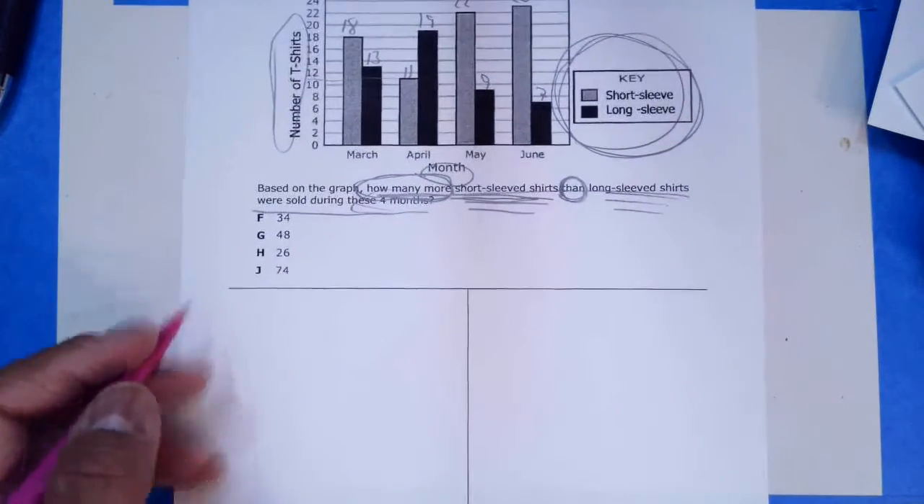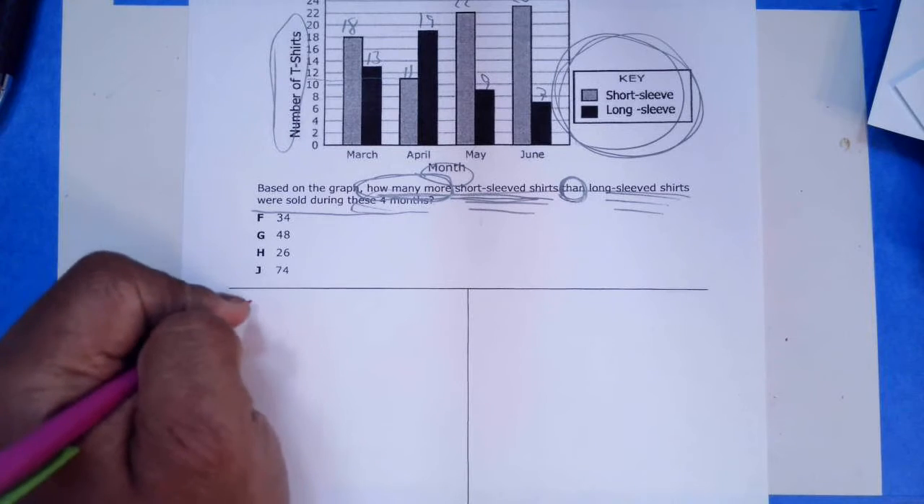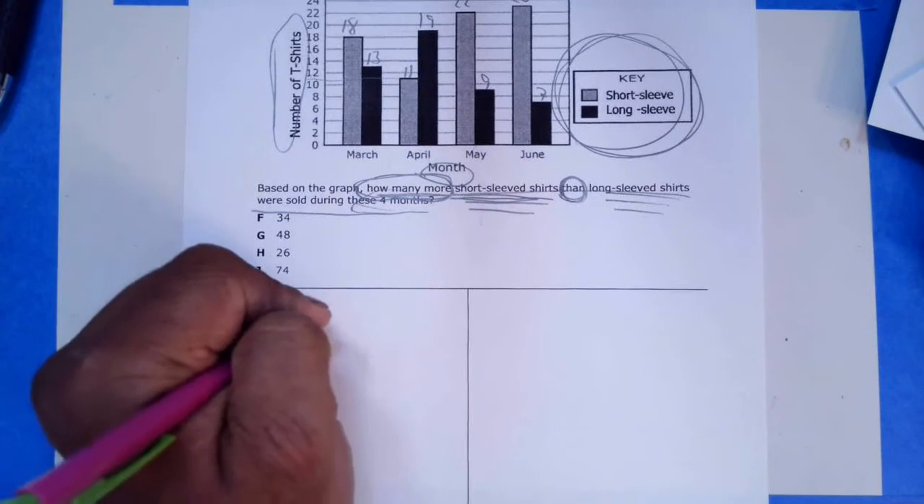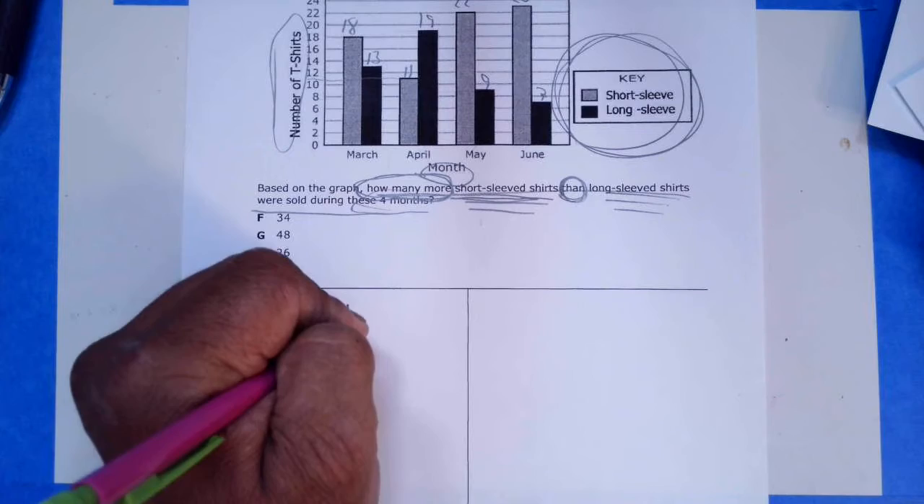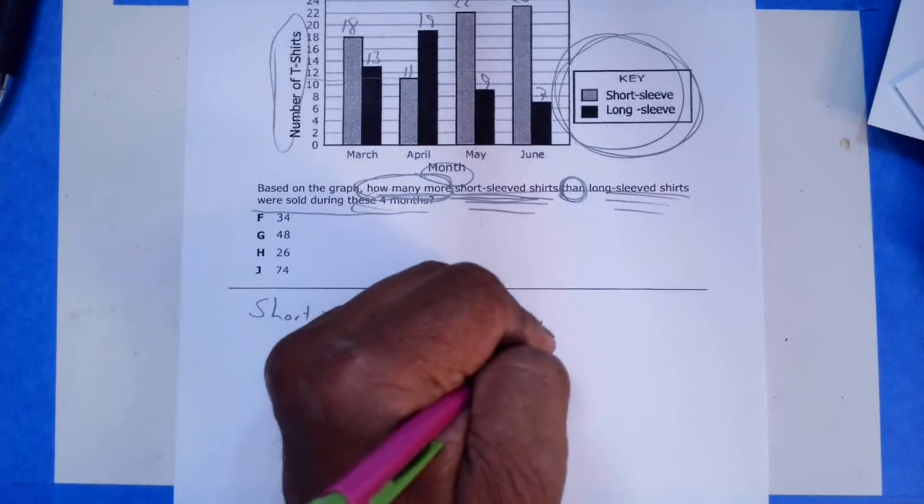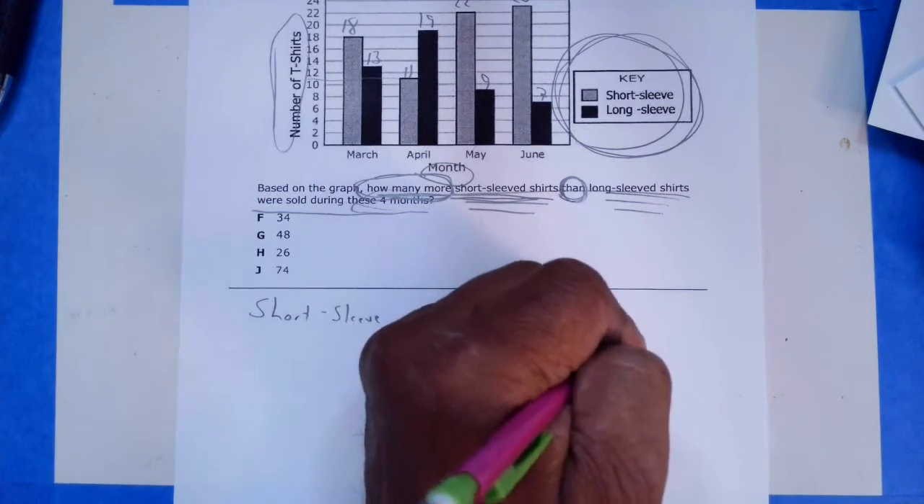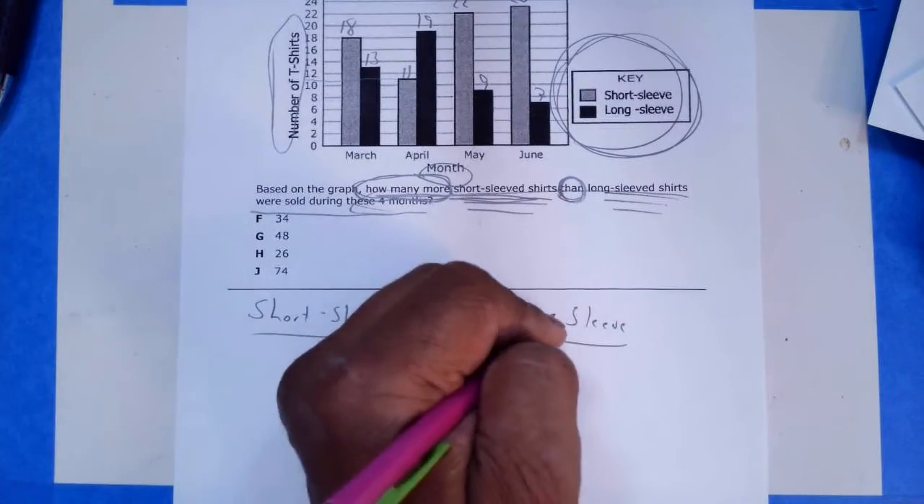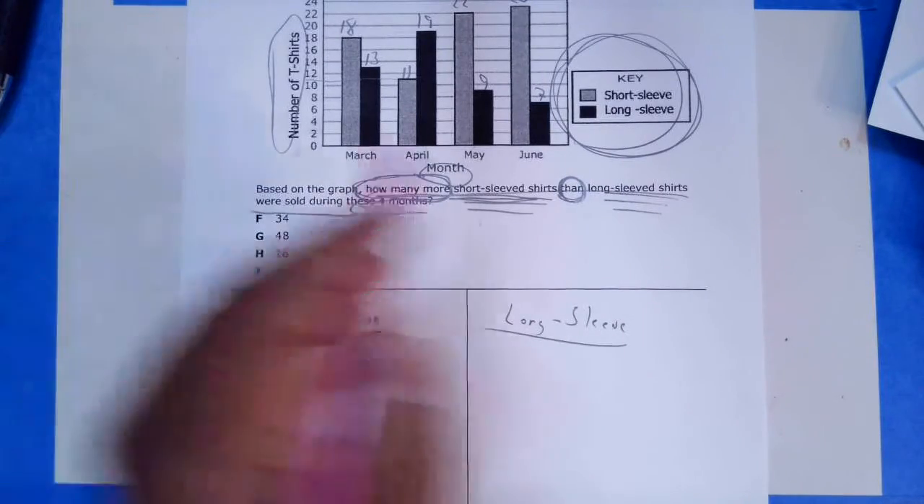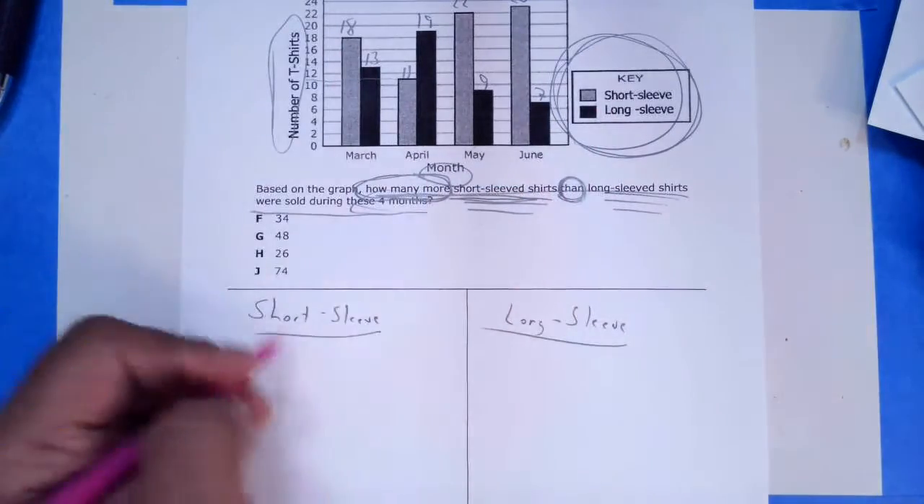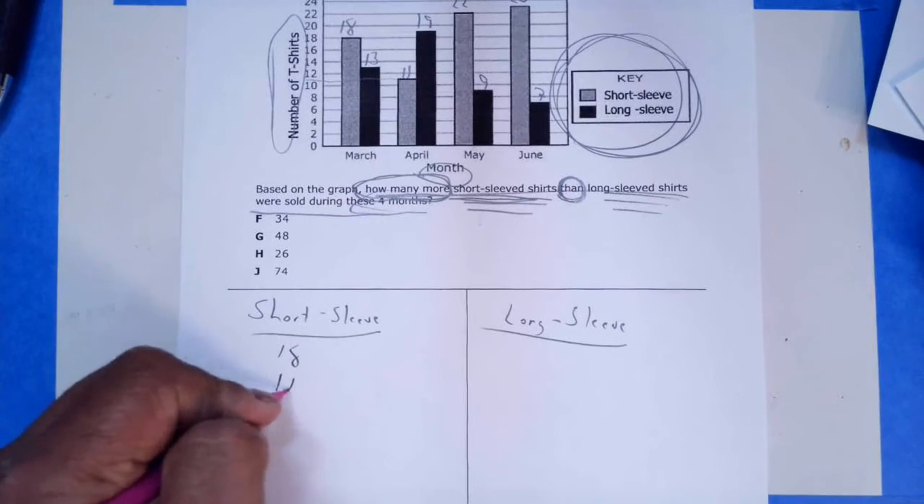So on this, we're going to have short sleeve, long sleeve. We need to find out, first of all, how many short sleeves are there. That's going to be the gray ones. So you have 18, 11.